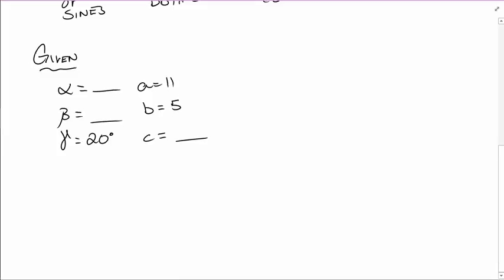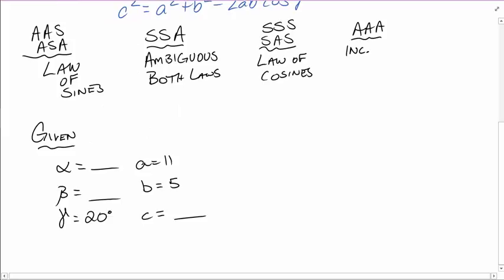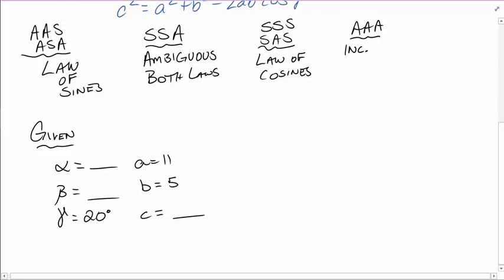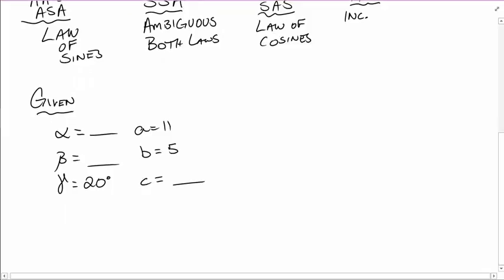It's going to be important to recognize, do we have multiple angles? In this case, we do not, so we're not going to use the law of sines right off the bat. We have, in this case, side, angle, side. We have two sides, A and B, and then we have the included angle between A and B, which is 20 degrees. For this, I'm going to use the law of cosines. In particular, I'm going to use the third iteration where we have gamma involved.